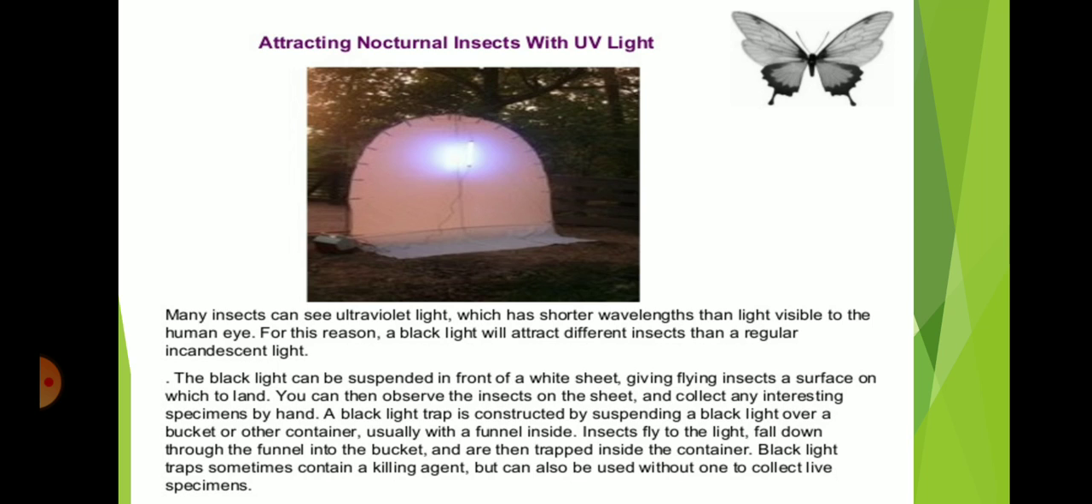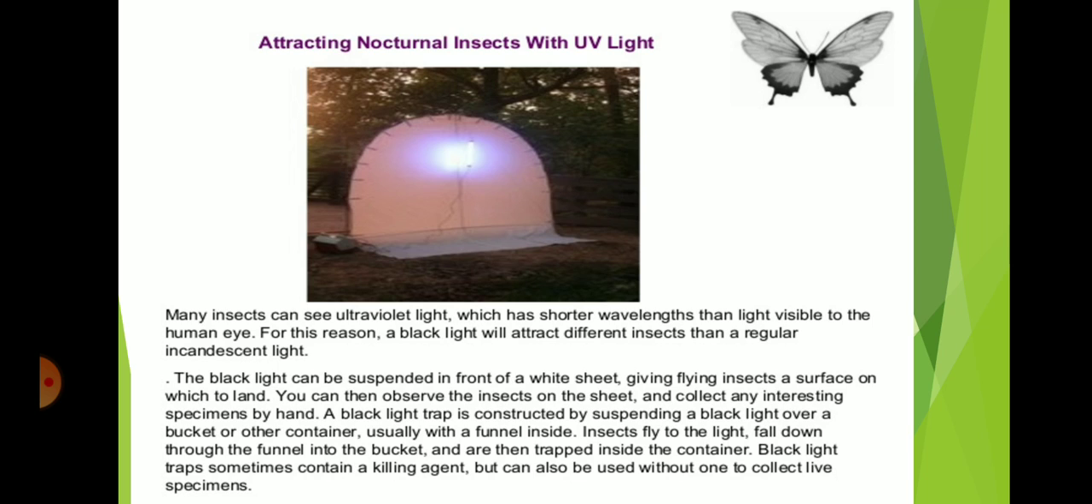You can then observe the insects on the sheet and collect any interesting specimen by hand. The black light trap is constructed by suspending a black light over a bucket or other container, usually with a funnel inside. Basically, the UV light is suspended over the white sheet with the collector, who collects the insects that land on the surface of the sheet. This is constructed for the collection of nocturnal insects. Insects fly to the light, fall down through the funnel into the bucket, and are trapped inside the container. Black light traps sometimes contain a killing agent but can also be used without one to collect live specimens.